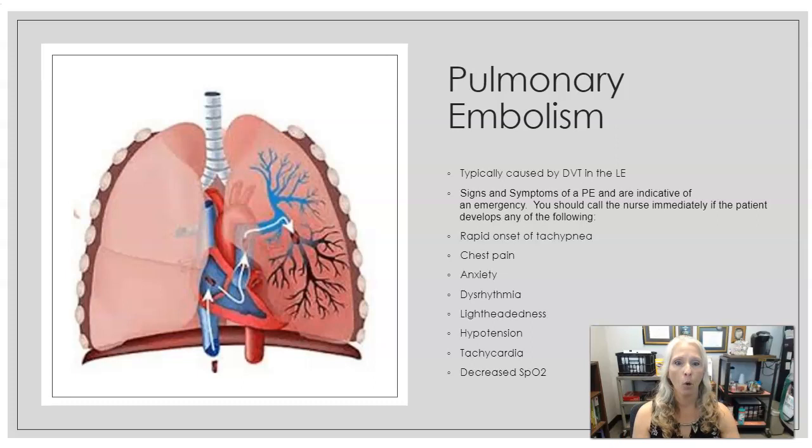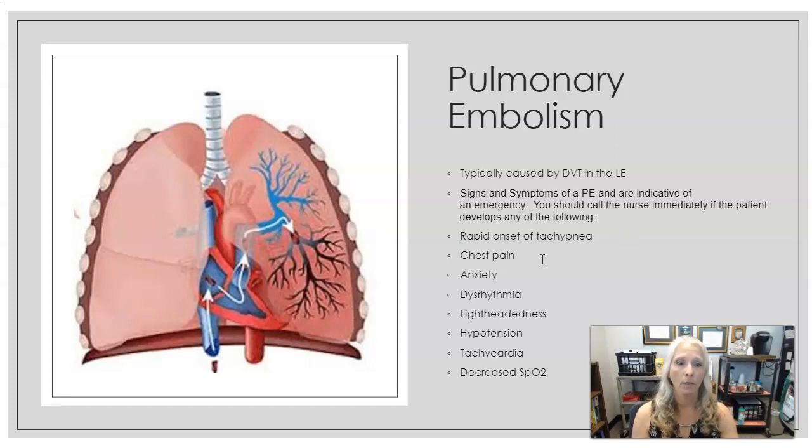Moving on, let's look at pulmonary embolisms now. We've had a few discussions about pulmonary embolisms related to DVT. That is the most common cause, a DVT from the lower extremity, and signs and symptoms are going to be indicative of an acute emergency. So you're going to want to call the nurse immediately if this is a hospitalized patient, or 911 if you are treating a home health patient or an outpatient.